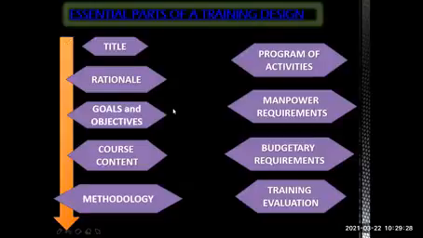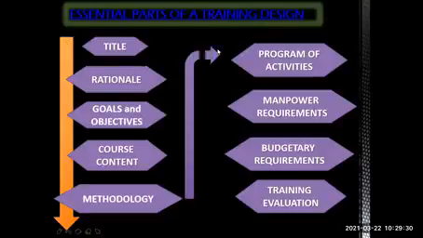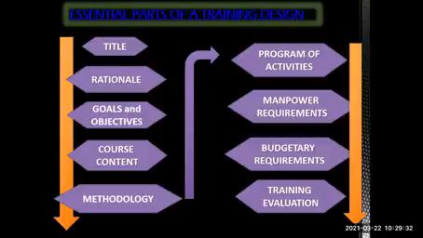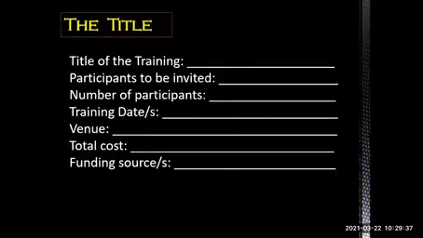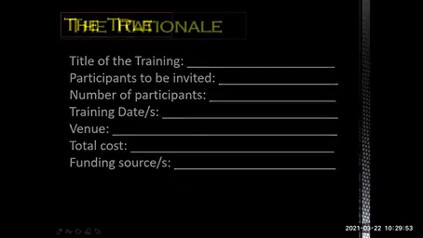Then, so, start with the title. Okay. And then, of course, anong title? Anong nandoon? Title of the training, participants to be invited, the number of participants, the training date or dates, venue, and then the total cost, and then the source of funding. So, this is very self-explanatory.